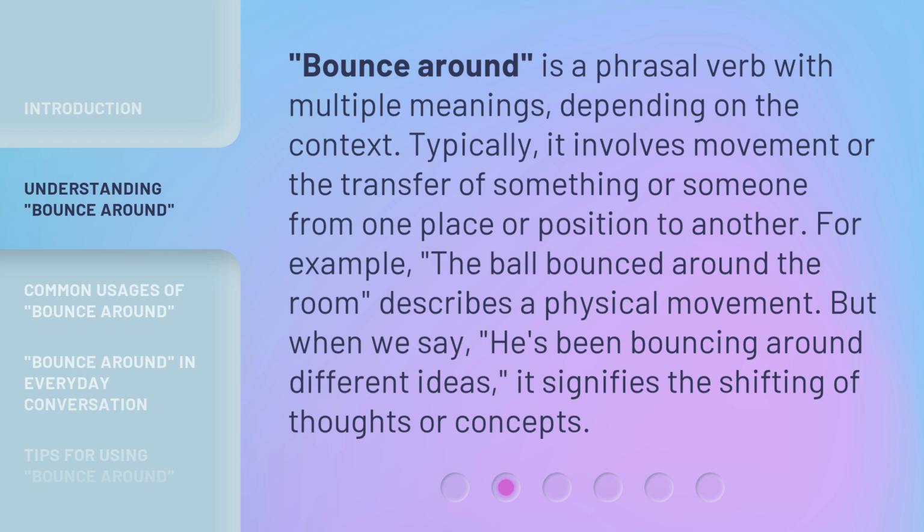Bounce around is a phrasal verb with multiple meanings, depending on the context. Typically, it involves movement or the transfer of something or someone from one place or position to another. For example, the ball bounced around the room describes a physical movement. But when we say, he's been bouncing around different ideas, it signifies the shifting of thoughts or concepts.